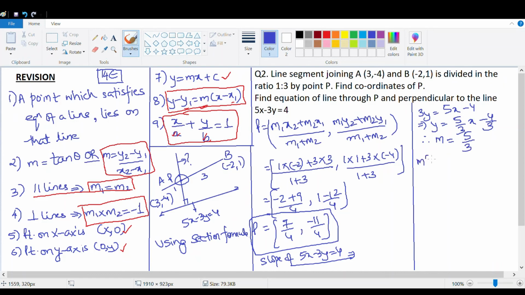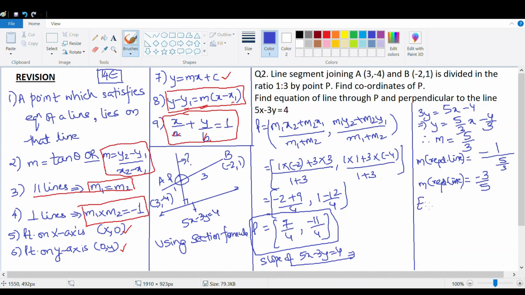So the slope of the required line will be equal to -1 upon 5 by 3, because the multiplication of 5 by 3 into the slope of the required line will be -1. So this is equal to -3 upon 5. So this is the slope of the required line.